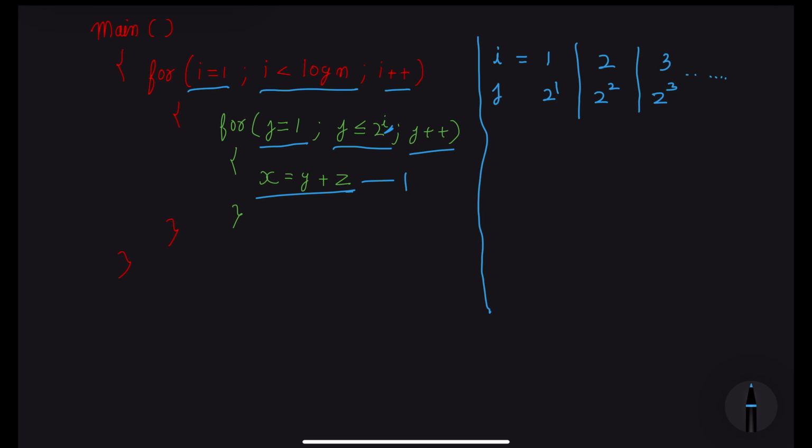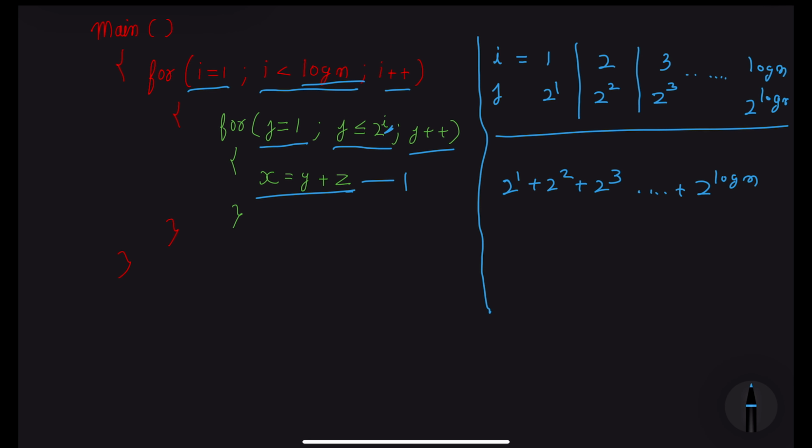And for the value of n, at some point this loop will run up to log n times. So when the value of i is log n, the j loop will run 2 raised to the power log n times. Now if we sum up these values, 2 raised to the power 1, 2 raised to the power 2, 2 raised to the power 3, this is how many times our inner loop will run. So 2^1 plus 2^2 plus 2^3 up to 2 raised to the power log n.